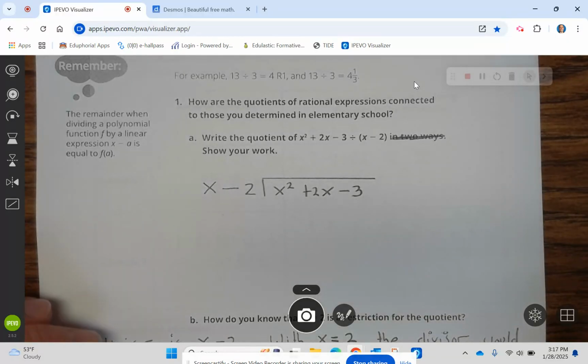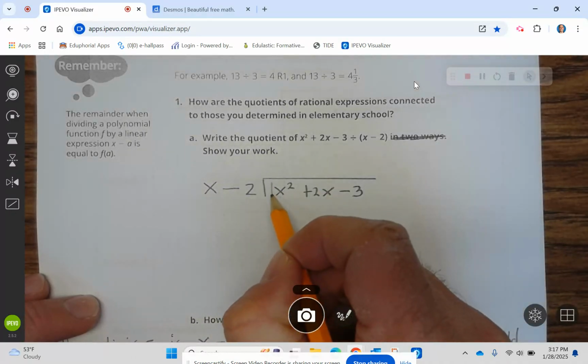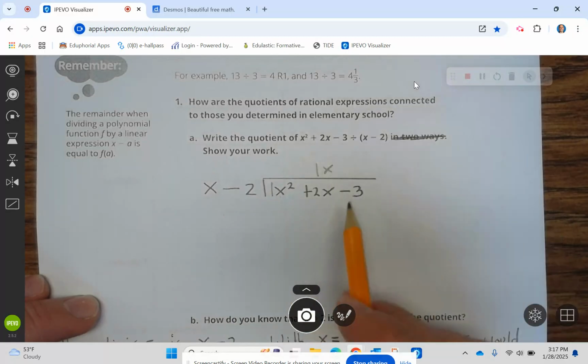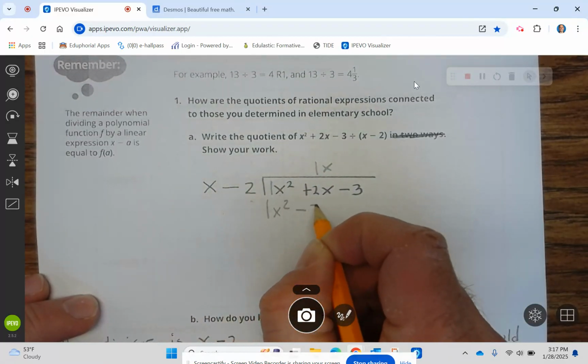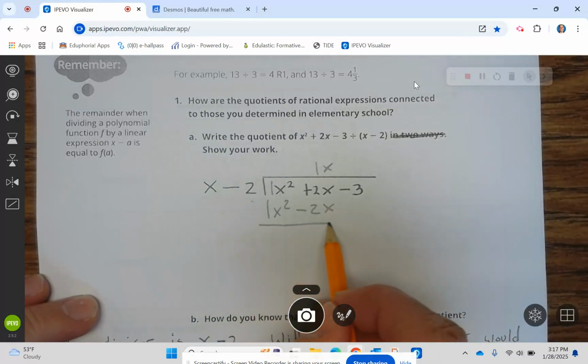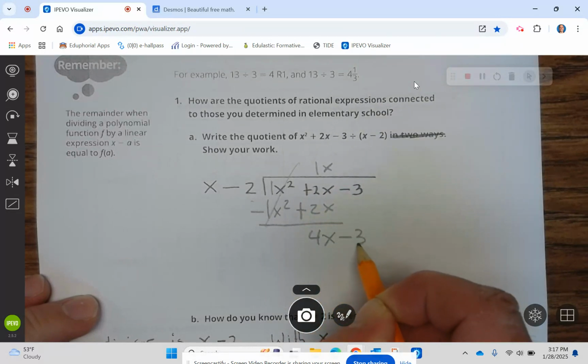All right, let's go ahead and use long division. So we ask ourselves, what do I multiply x by to give me x squared? The answer to that is 1x. I multiply 1x times x minus 2 is 1x squared minus 2x. Subtract. When you subtract the negative, it becomes positive. Cancels. 2x and 2x is 4x minus 3.